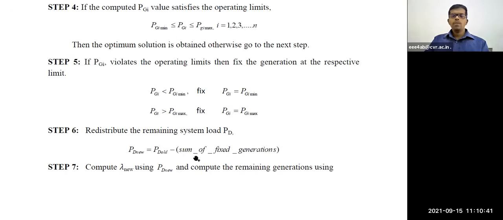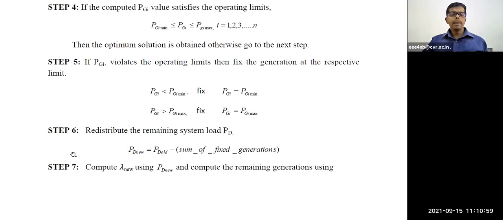1000 minus 450. So 1000 minus 450 is around 550 megawatt. That is the new demand. Like that you need to take. I'm telling just an example. In the problem, whatever the value is given, that you need to take.